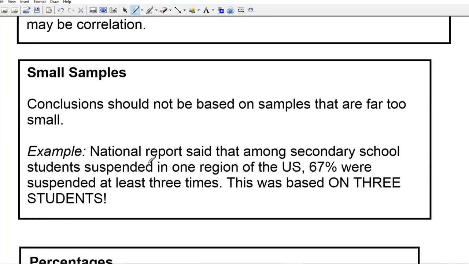All right, let's talk about small samples. Conclusions should not be based on samples that are far too small. An example would be, a national report said that among secondary school students suspended in one region of the U.S., 67% were suspended at least 3 times. However, this was only based on 3 students. So your sample size for this was 3.